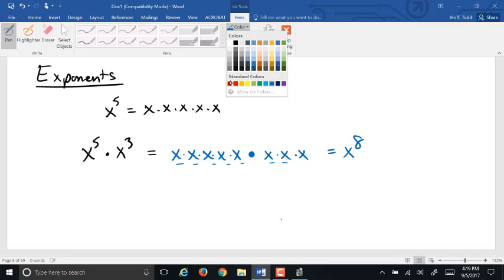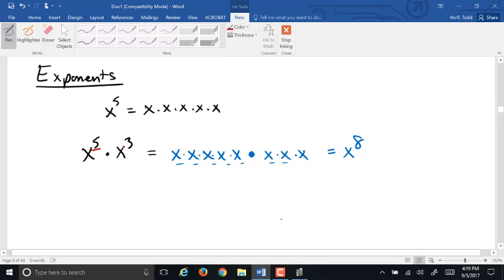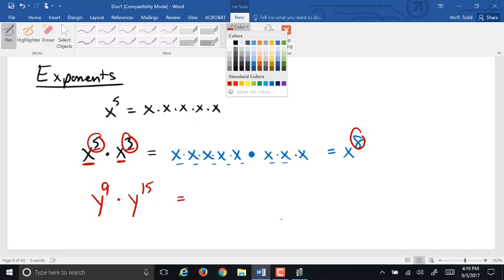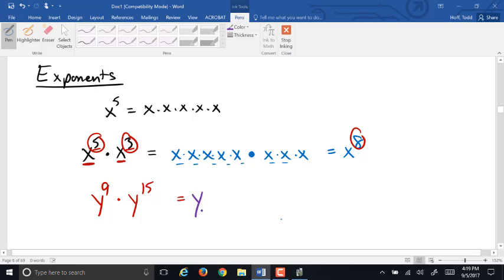The shortcut that you may have learned is when you're multiplying exponents with the same base. They both have to have a base of x here. When you're multiplying exponents with the same base, you can just add the powers. 5 plus 3 gives us 8. So if I have y to the 9th times y to the 15th, what's that going to become? Y to the 24. Very good. 9 plus 15 is 24.